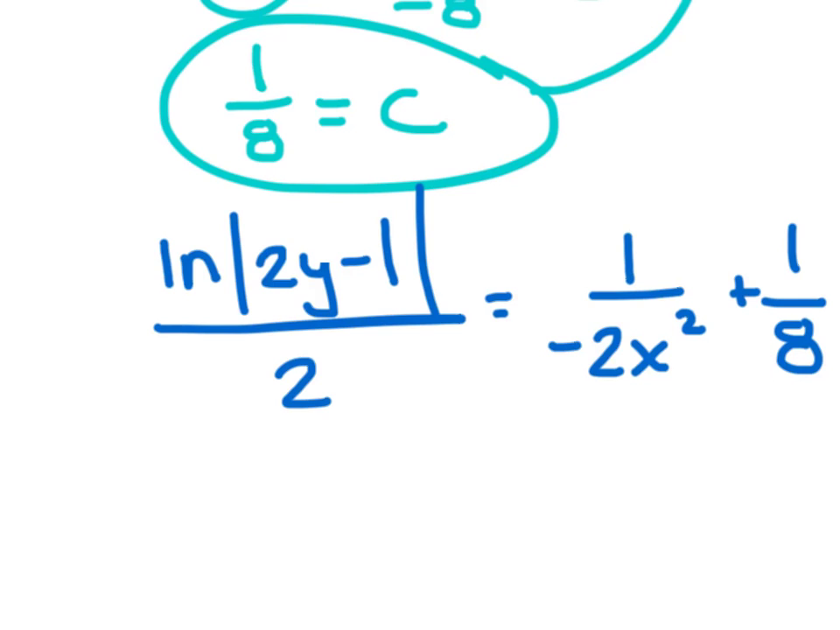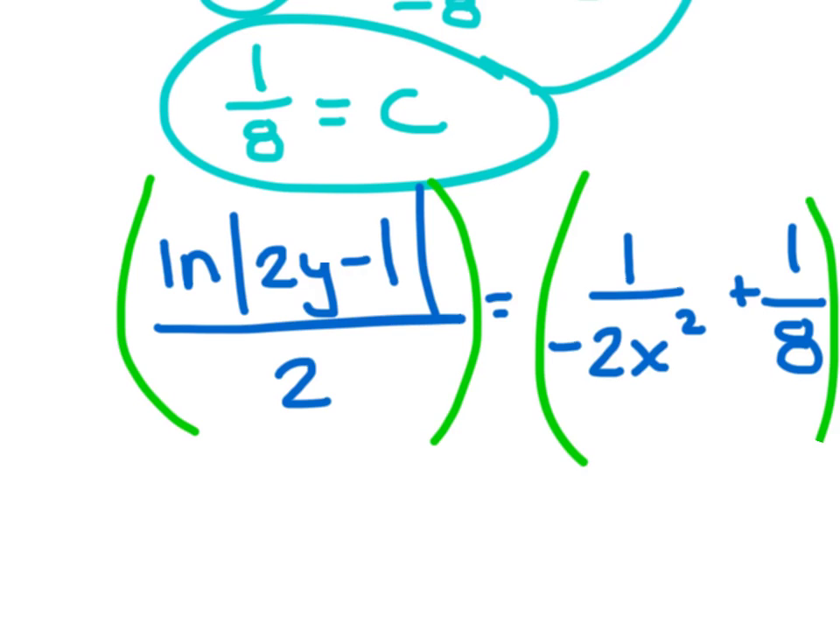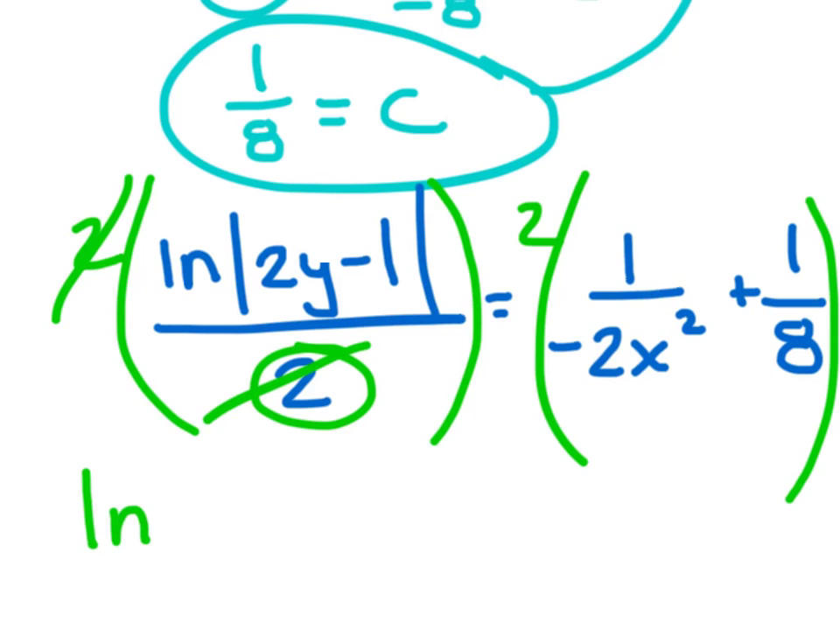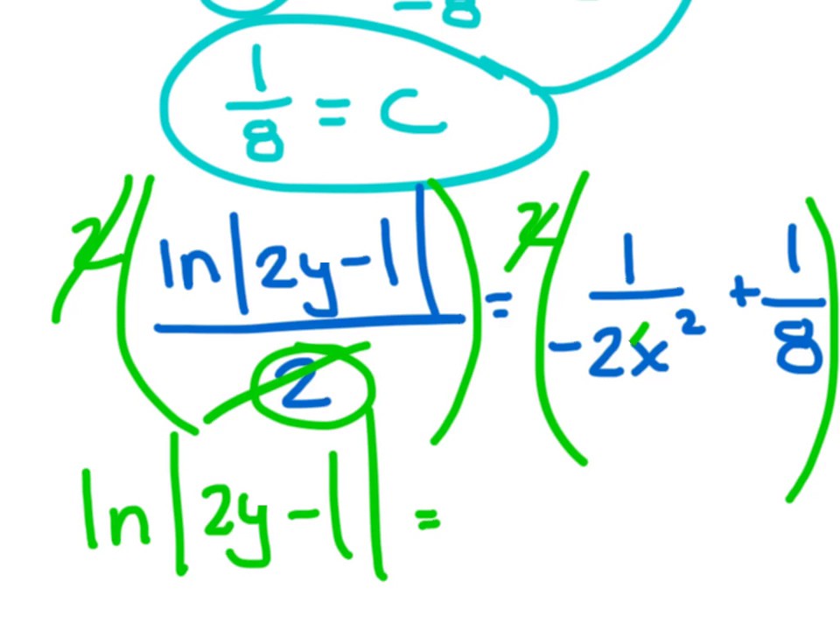Alright, now this is where it gets a little more exciting when we have ln's involved. So I'm going to do the normal. I'm going to multiply everybody I see by 2 to get rid of this 2 here, of course. And remember, just do it to every term. So those kill there, and I've got the ln of the absolute value of 2y minus 1 equals negative 1 over x squared plus 1/4. If I kill that one as well.